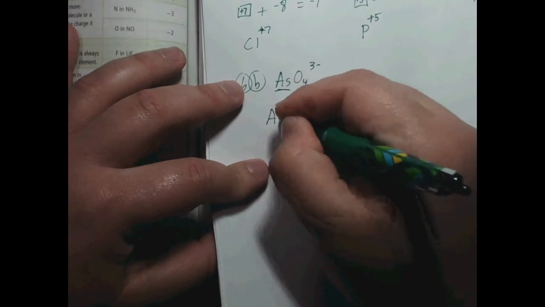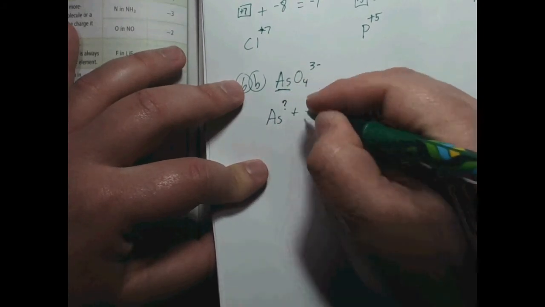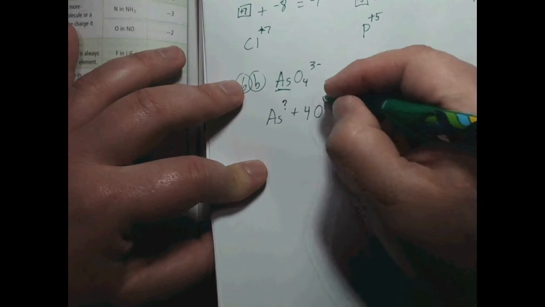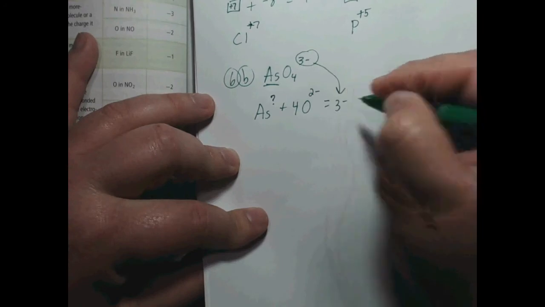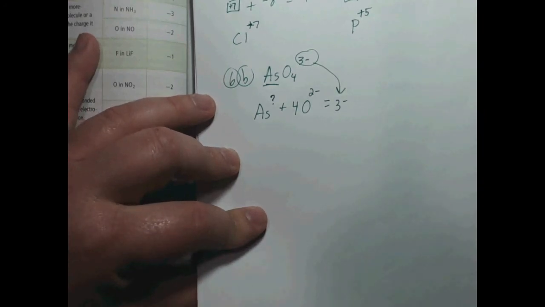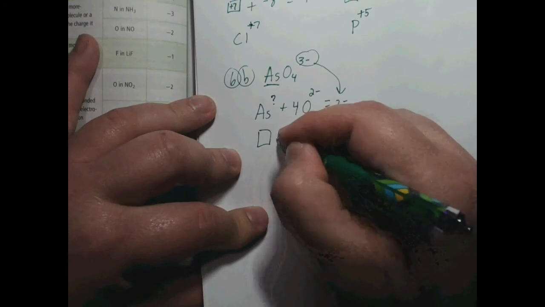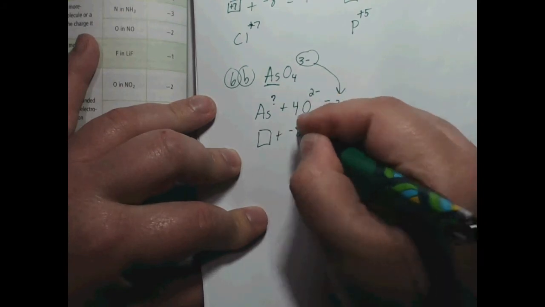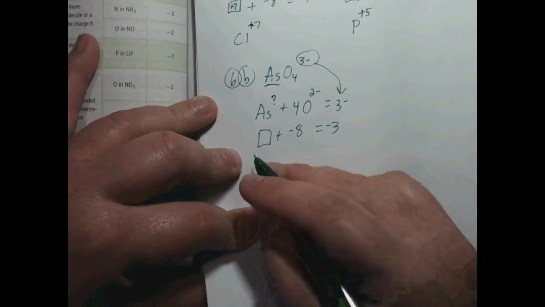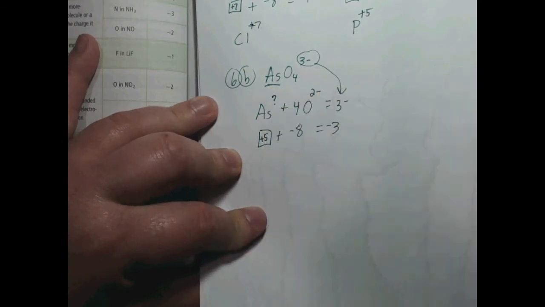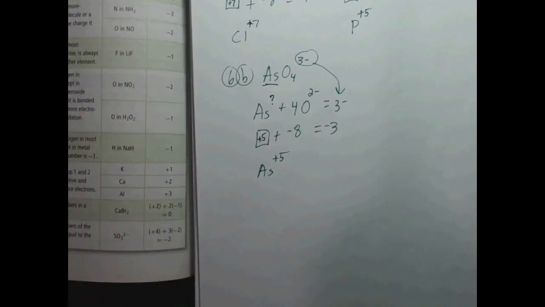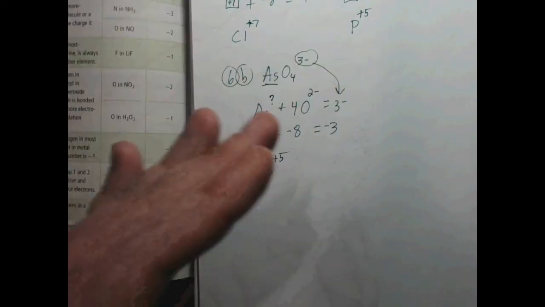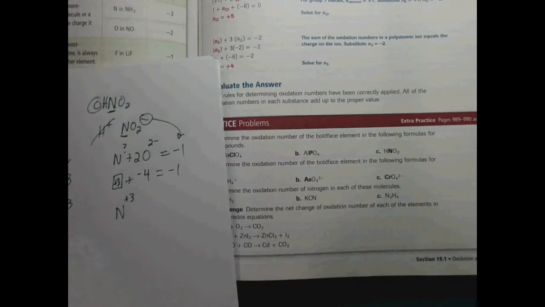So As is at some charge plus 4 oxygens, not a peroxide, 2 minus. What is that going to give me? The total charge, 3 negative. Okay, so what plus 4 times 2 minus, which is -8, equals -3? That's right, +5. So here it has a +5 charge. Once you get the hang of it, it's just going to take some practice.